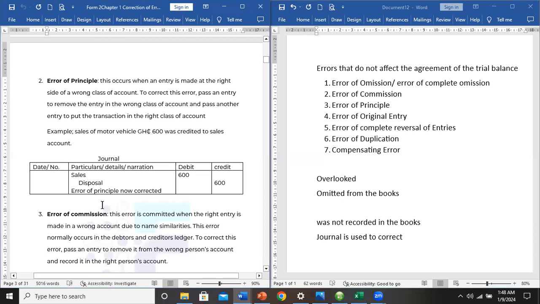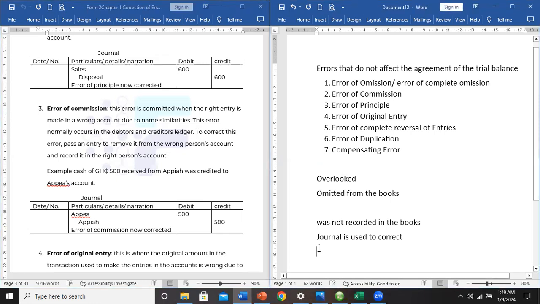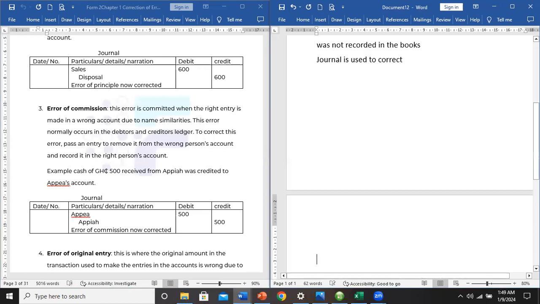Okay, the next one is error of commission. If your names are similar, then this error could occur. So you have Ekua and Ekua. We have one Ekua spelled one way, and then we have this one, but they are all Ekua. Whether you say it one way or the other, they are all the same name.